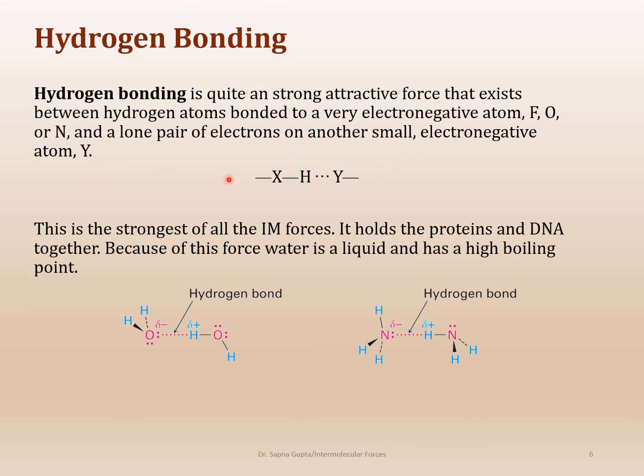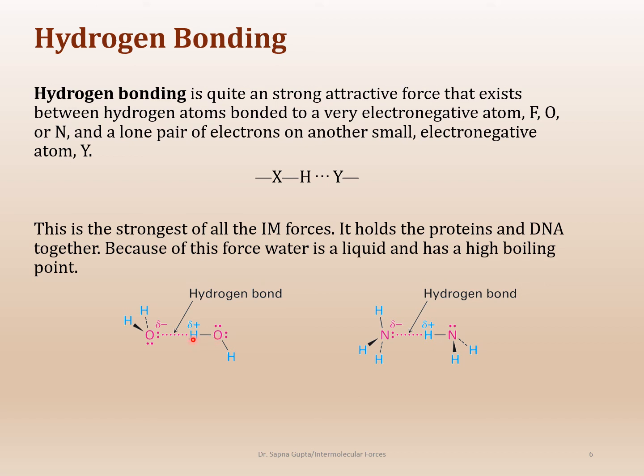In rare cases, it will show it with some other atom, but usually you have to have fluorine, oxygen, or nitrogen connected to the hydrogen to show the hydrogen bonding. So here is an example, and this one is for water molecules. The hydrogen bond is shown right here between oxygen and hydrogen. Here, look, oxygen is connected to the hydrogen.